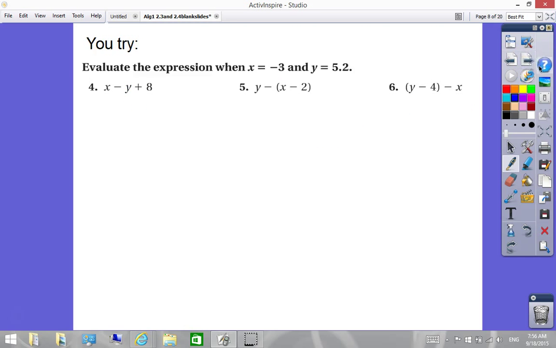So evaluate an expression. This is yours to try. Let's see. What time is it? Yeah, go ahead and do them all. We've got plenty of time.